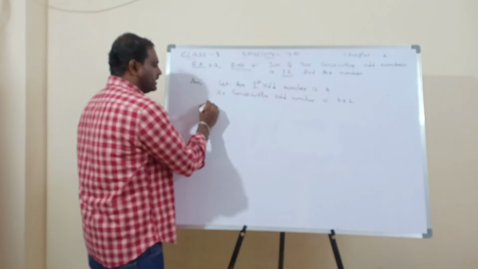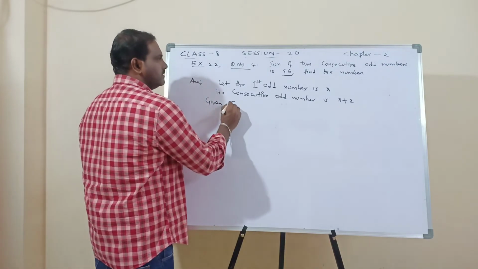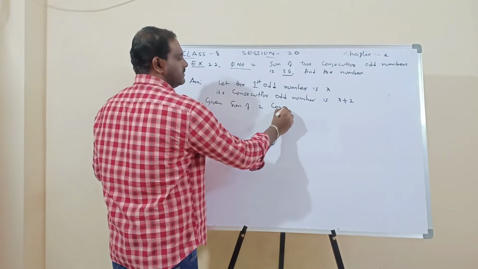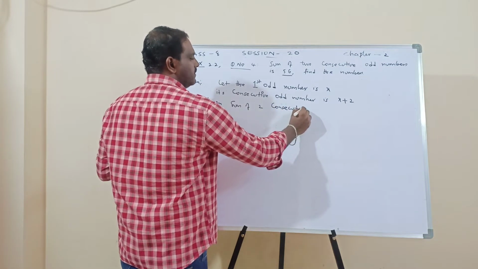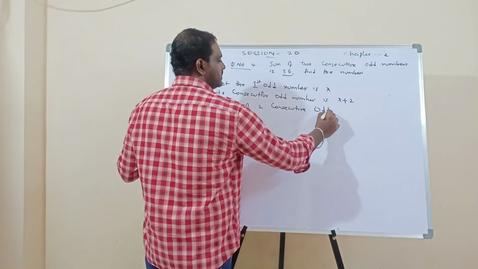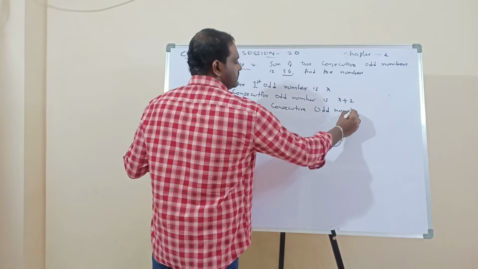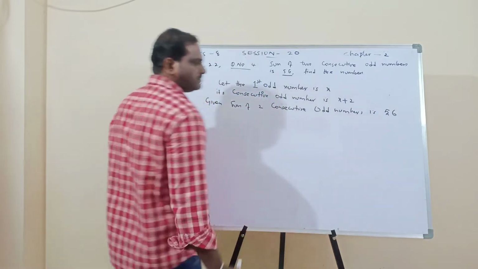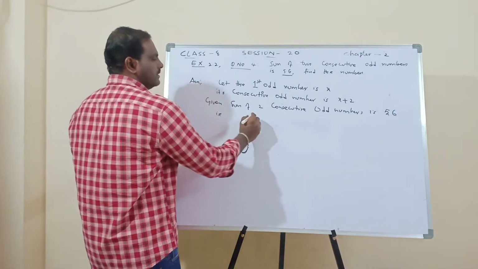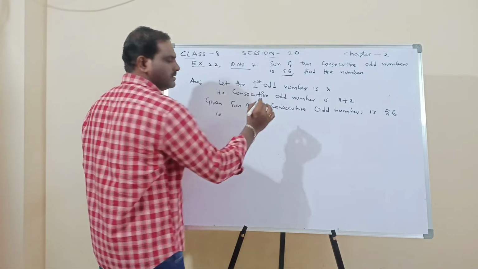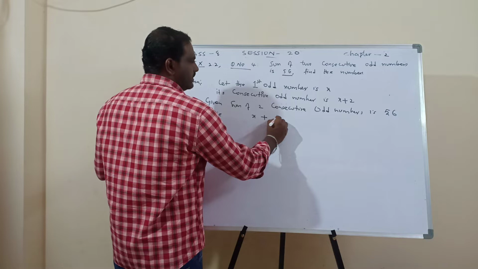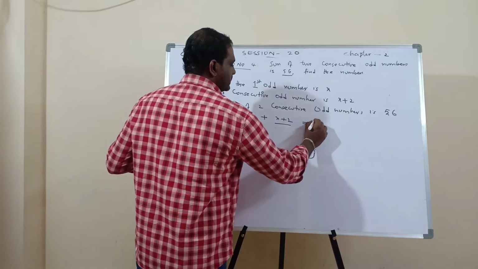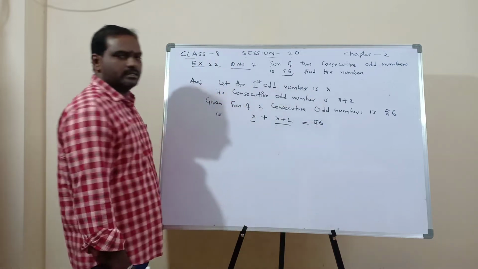Next, given. What is given? Sum of two consecutive odd numbers is 56. That is, what is the first number? X. What is the second number? X plus 2. So this is the first and this is its consecutive odd number. How much should I get? 56 I have to get.